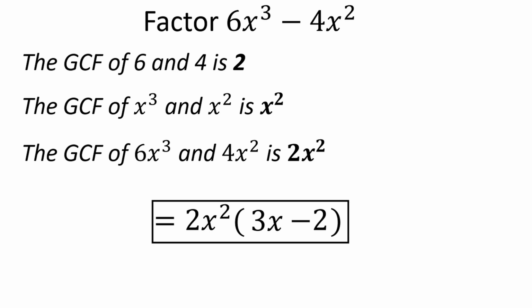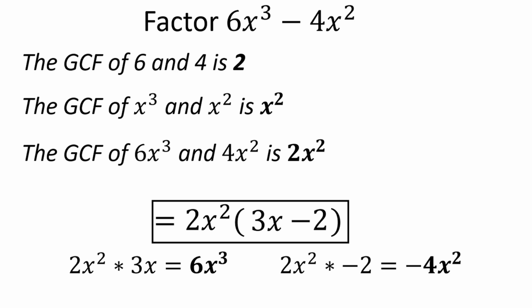Of course, you could always distribute to make sure your final answer is correct. 2x squared times 3x is 6x to the third, and 2x squared times negative 2 is negative 4x squared, which matches our original expression, verifying that we have factored correctly.